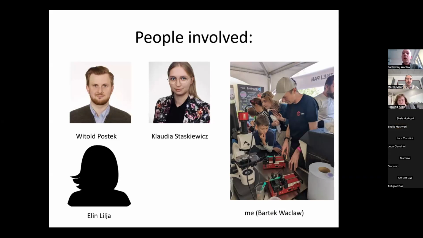The people involved in this project are Witek Postek, who is now at Broad in Boston, Claudia, who is a PhD student in my group, and Ellen Lilia, who doesn't want her picture to be shown. She's a postdoc, and this is me showing some kids how to use microfluidics to kill bacteria at a science fair. Before I go into the main part of this talk, I wanted to briefly introduce the general idea of studying population dynamics in biofilms.